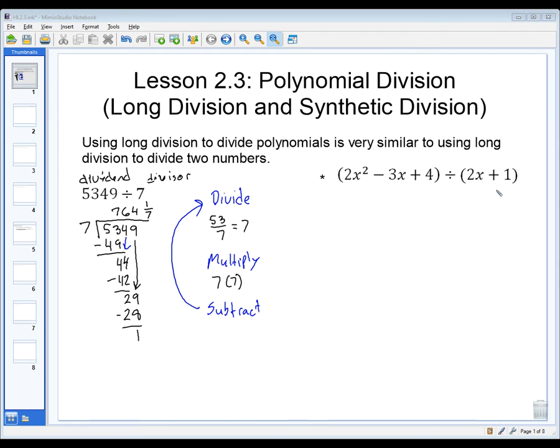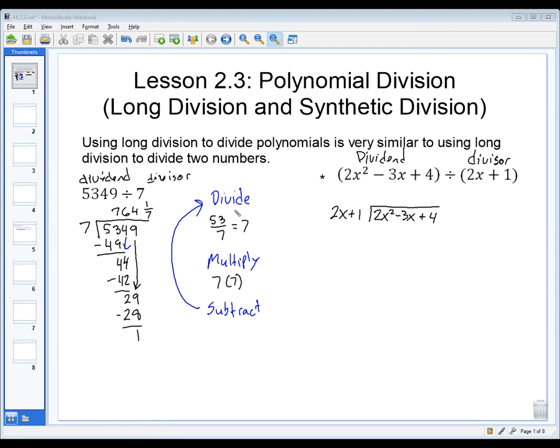Now to do that over here with our polynomial, remember that this first part is the dividend. This second part is the divisor. So I take the divisor and put it on the outside, and I take the dividend and put it on the inside. Now the first step is to divide. Well, what do I divide? I only divide a portion of the dividend, which is what I did over here.